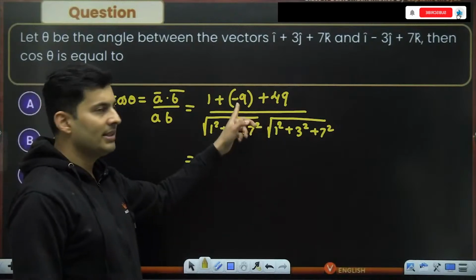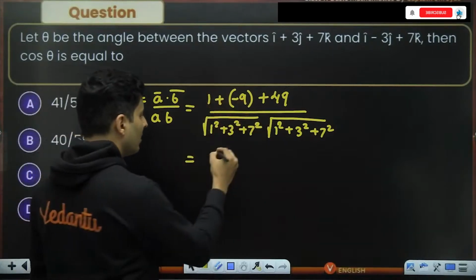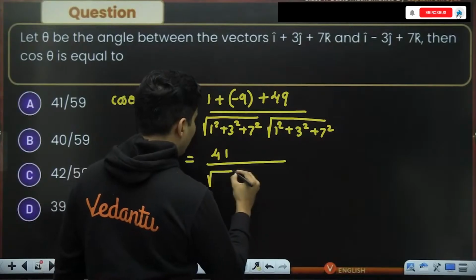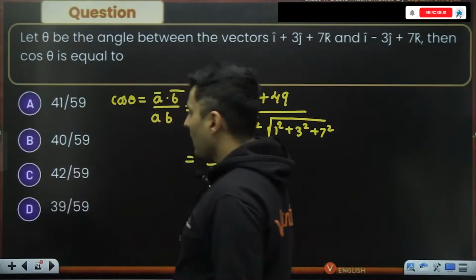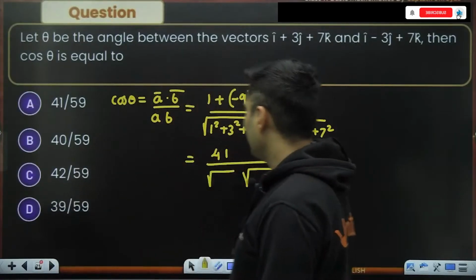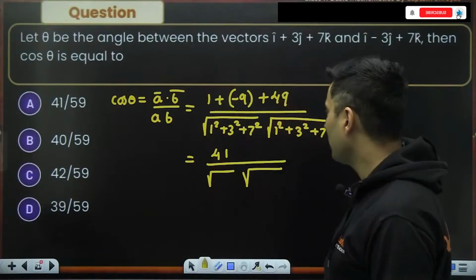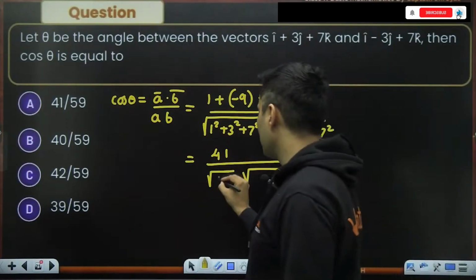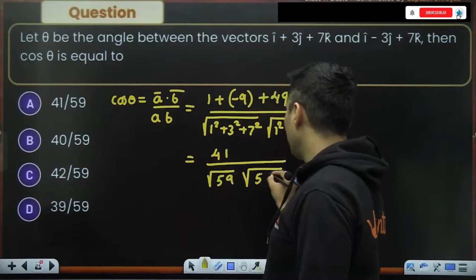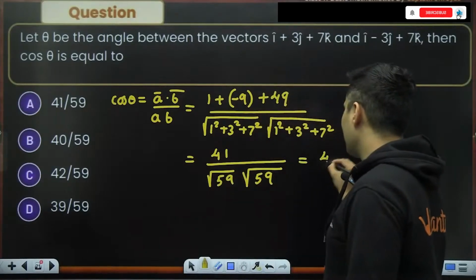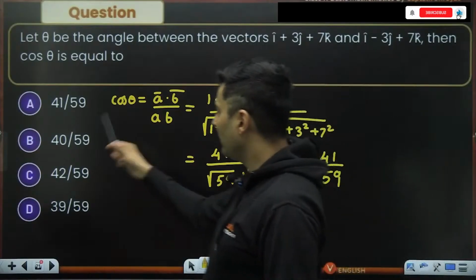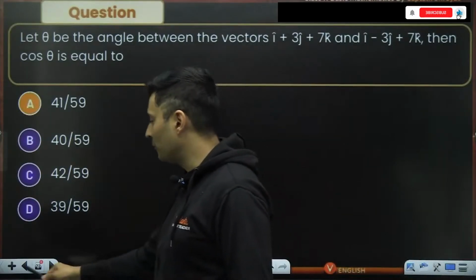So 49 minus 9 is 40. So that will be nothing but 41 on the numerator side. Here, what are you going to get, guys? Come on, guys. What are you going to get over here? 49 plus 1, 50. 3 square is 9. So this will be 59. This is also 59. So technically, this is 41 by 59. 41 by 59 is option A, of course.